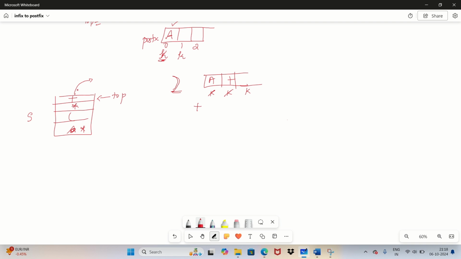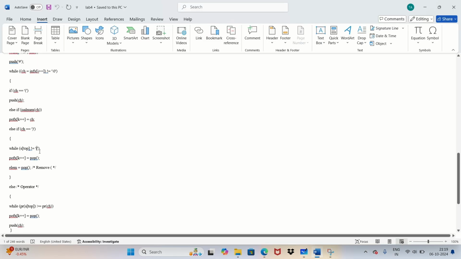After that, this will go and your top will decrease to here, and then again this will be popped out, the multiplication will be popped out, which is put into postfix. Again k is increased to the next position, and now your top has come here. Now see, your top has encountered an opening brace, so it will stop there and come out of this loop. That means it comes here.